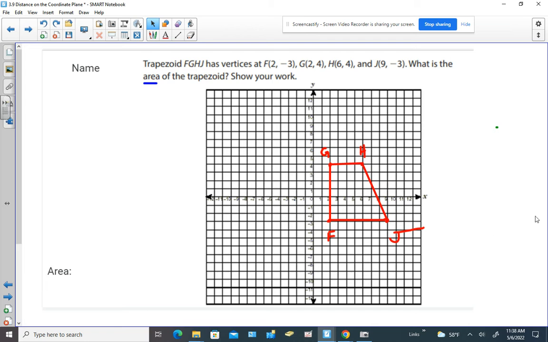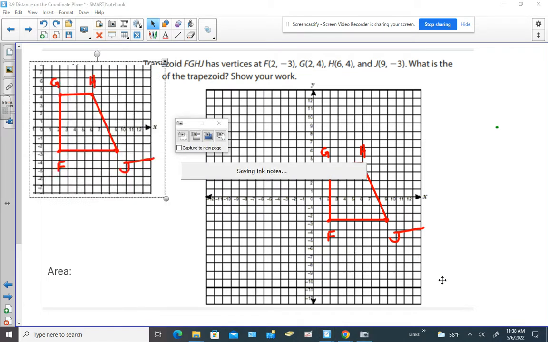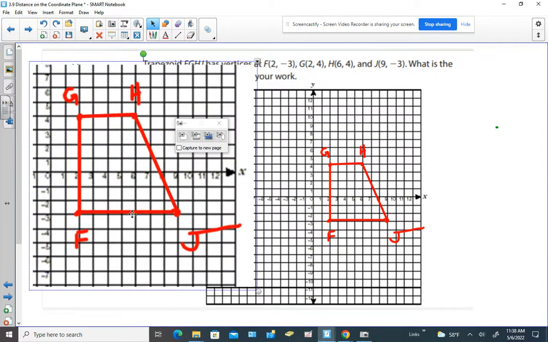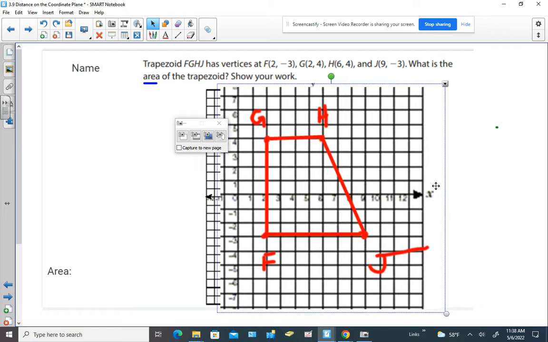All right, and then I think what would be a good idea, just to make this a little bit easier to see, I'm going to make this larger now that I have it plotted, so we can really zoom in and look at it. All right, so that's a little bit bigger. We can see a little bit better.